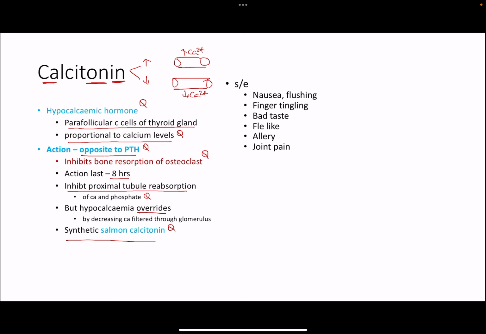What are the side effects associated with calcitonin? Since it is a hypocalcemic hormone, it can cause nausea and flushing. Since there is a decrease in the calcium levels, it can cause a tingling sensation mainly in the fingers. Apart from that, rare conditions can be produced, such as a bad taste, allergic reactions, flu-like symptoms, and joint pain.